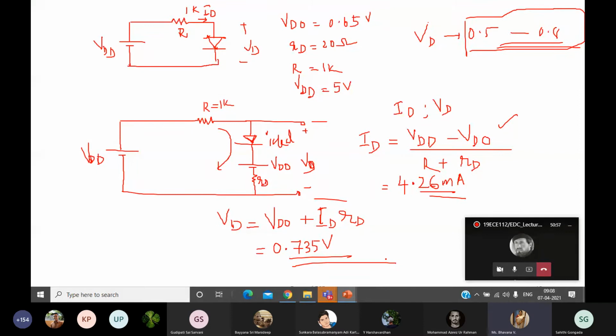0.735 volts. Now you understood, right? Your calculators are not working. Same thing you will do for exams also. That's why in the beginning of the class itself I told you the calculator will be working. Use your brain and then you write the answer. If you put 20K instead of 20 ohms, everything will go wrong. Some might have done with the 20K.